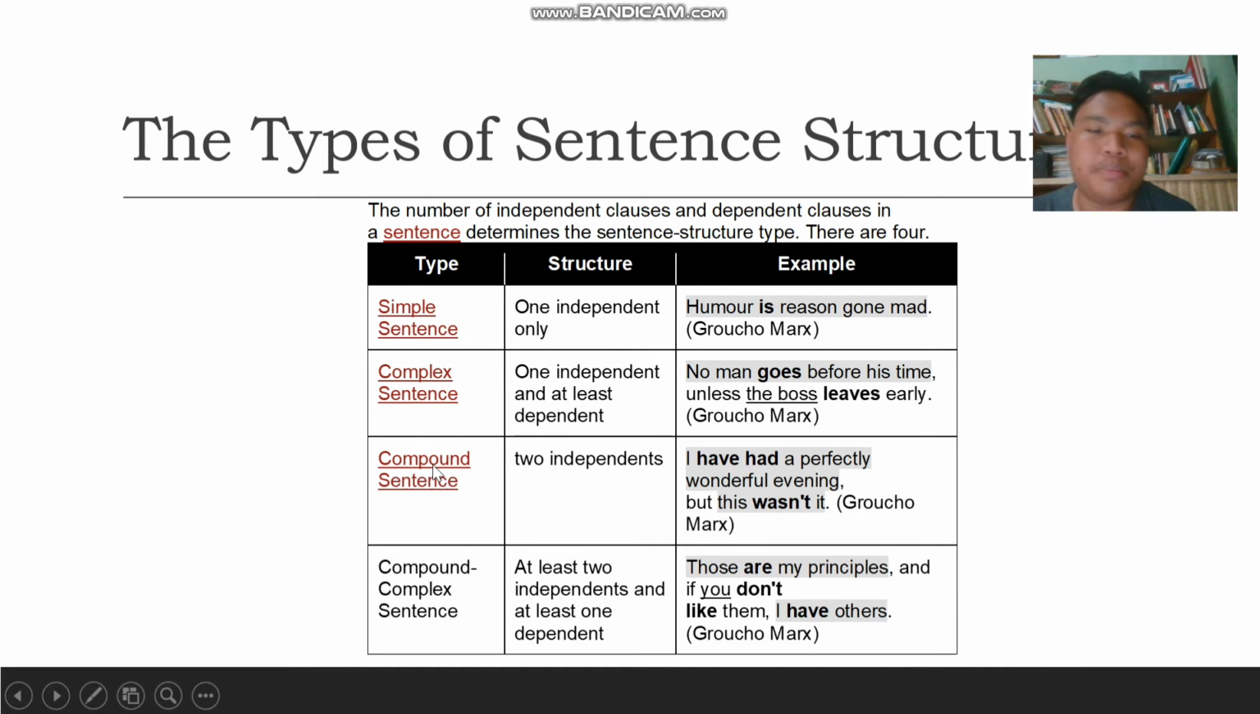Third, the compound sentence type. The structure is two independent clauses. I have had a perfectly wonderful evening, but this wasn't it. Last but not least, the compound-complex sentence type. The structure is at least two independent clauses and at least one dependent clause. For example: those are my principles, and if you don't like them, I have others.